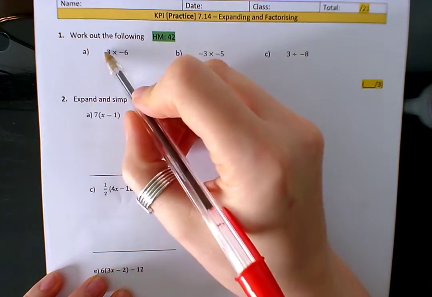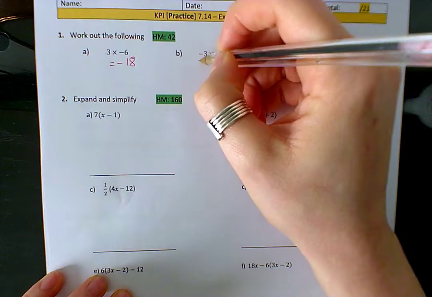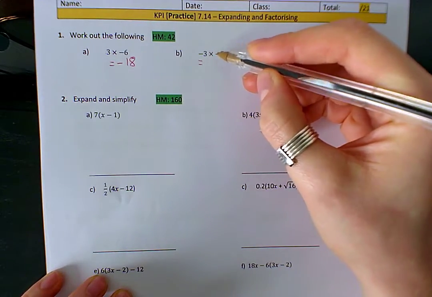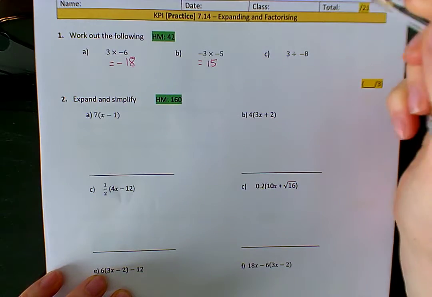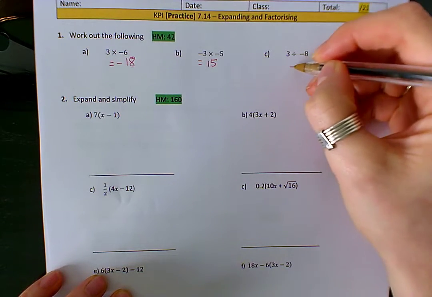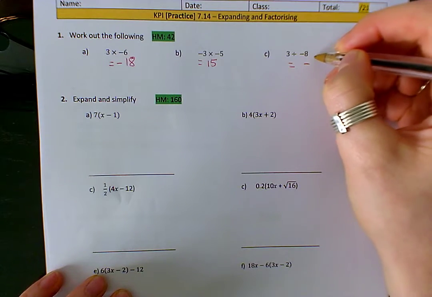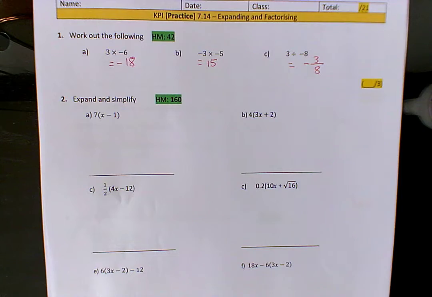We know this is a positive times a negative, which gives us minus 18. This one, a negative times a negative, gives us a positive, so that's positive 15. This one, a positive divided by a negative gives us a negative. So negative 3 over 8, negative 3/8.